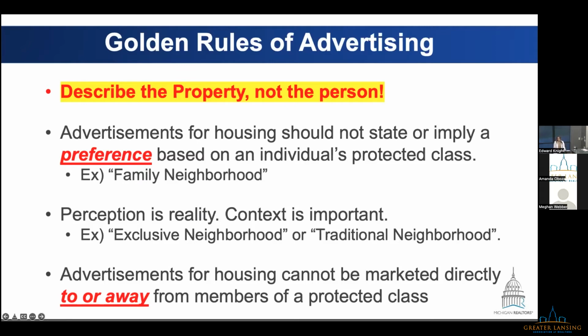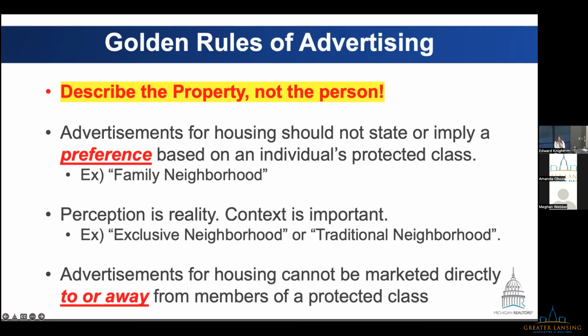The phrase family neighborhood is one that gives us trouble all the time. It's a phrase that we see all the time in real estate advertising. And it's a phrase that really shouldn't be used in real estate advertising because it could imply a preference for families. Familial status is a protected class. So we can't use words or phrases in our advertisements that would imply that families are the only groups welcome, or on the flip side, that they are not welcome at all.